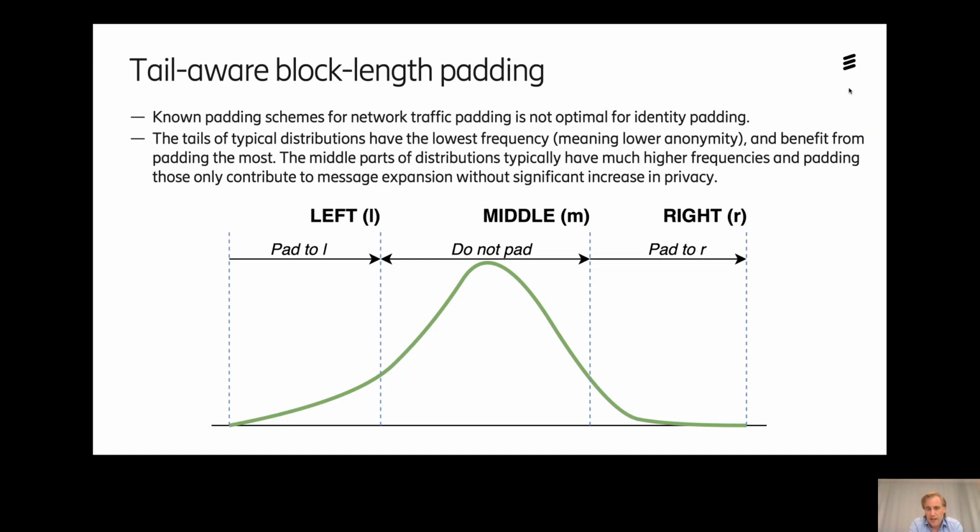We suggest a new padding method, which we call tail-aware block length padding, and it's based on that we have identified that the users that mostly need padding are those on the tails, both the left tail and the right tail. And in our work, we have not padded the middle at all because these users get quite good anonymity anyway.